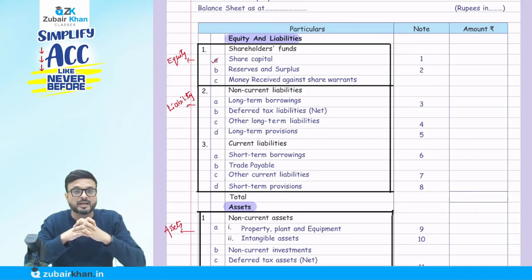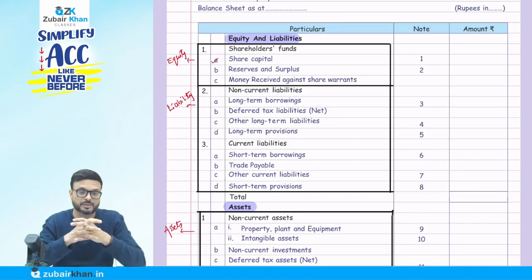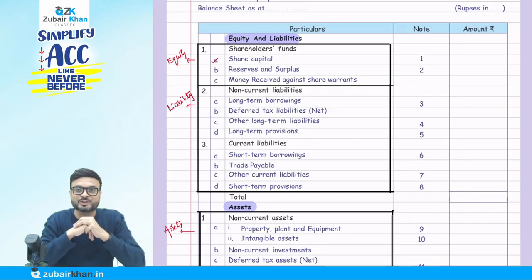Please understand. Accounting is the easiest subject you have at inter level. It is the easiest subject in which you can score the maximum marks. 80 plus should be the target. Believe me, easy subject, maximum marks. What more do you want? Okay, so let's go to the share capital.